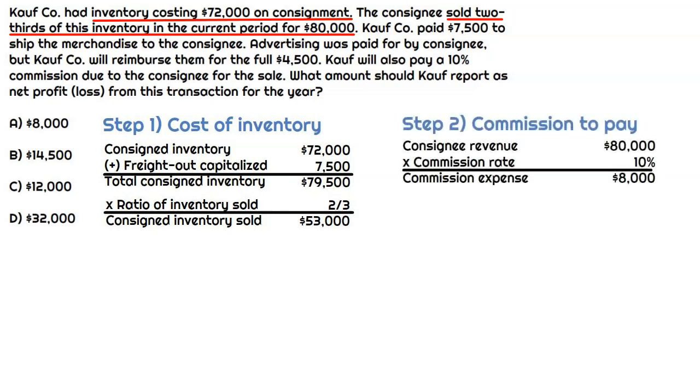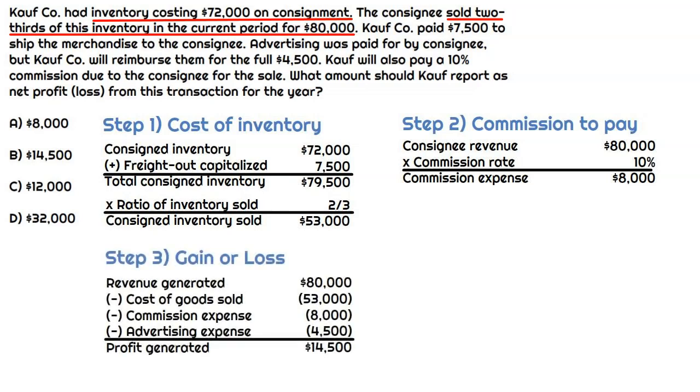Now, Koff also has to pay commission to the consignee, right? So the consignee revenue was $80,000 times a 10% commission rate. That means commission expense that Koff will have to pay is $8,000, right? So that's going to be an expense for Koff in the income statement.